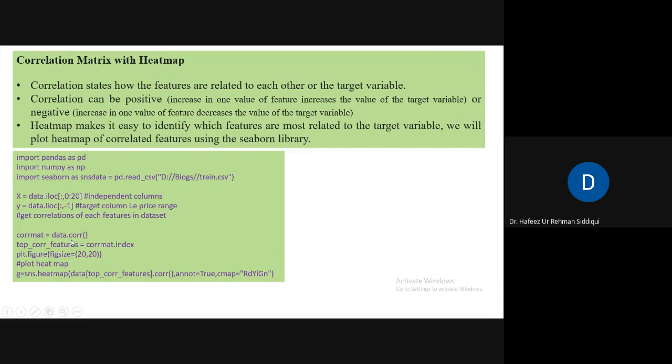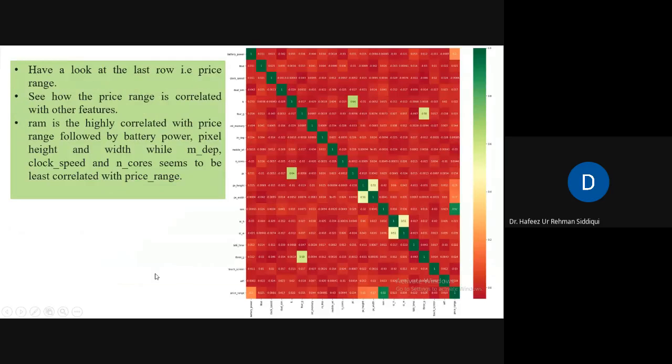data.corr, correlation, and we got a matrix. correlation_matrix.index, these are the features, and we are making the figure size 20 by 20. So we are plotting it, and when you plot this, these are the features. When you plot it, you will get it like this.